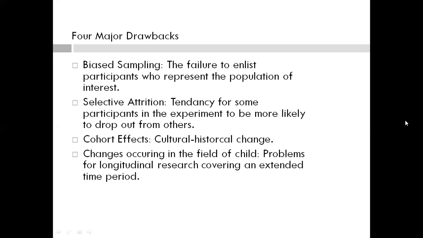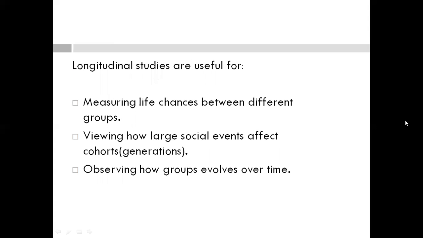And again, moving on to the next slide. Longitudinal studies are useful for measuring life chances between different groups, viewing how large social events affect cohorts as generations, and observing how groups evolve over time. In this study, the studies can be used to see whether different groups have different life chances, or to view how those events can affect cohorts in changing, and how the people evolve over time.